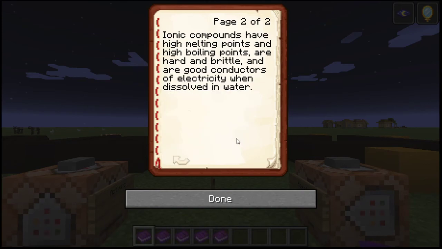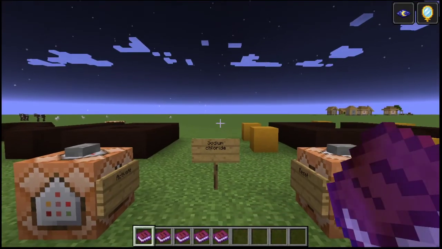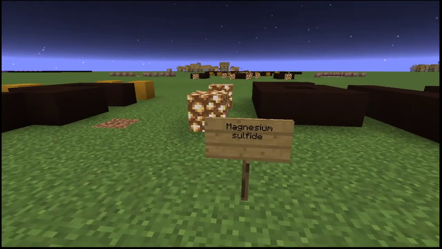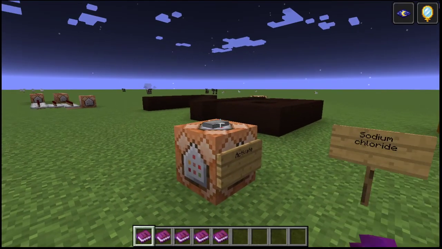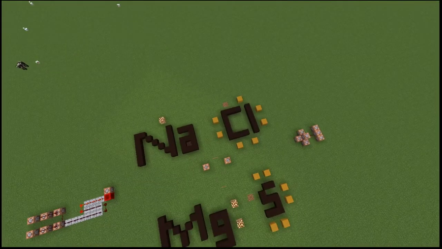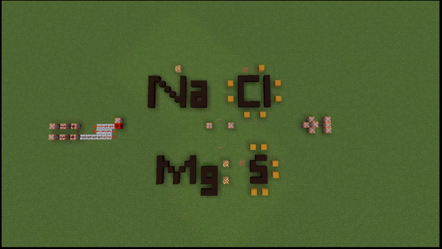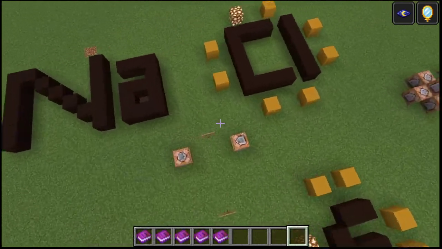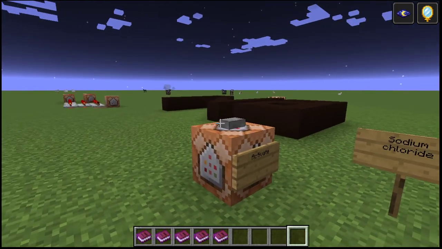Ionic compounds have high melting points and high boiling points, are hard and brittle, and are good conductors of electricity when dissolved in water. Here is sodium chloride and magnesium sulfide. And here's an example again.